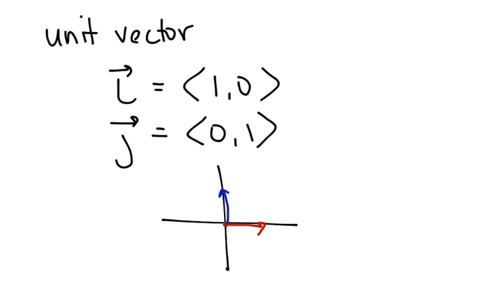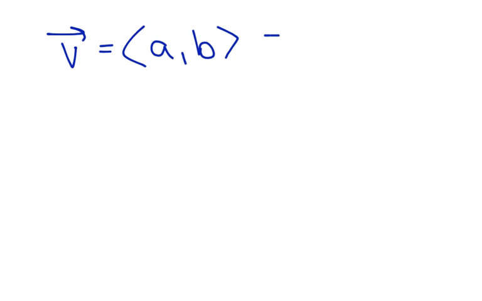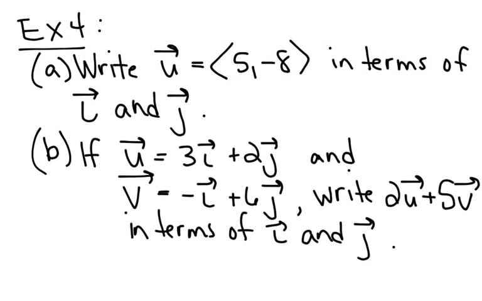We can rewrite the component form of vectors in terms of i and j. So instead of writing this, I can write it as this. Pretty simple. In example 4, I want to write vector u, 5, negative 8, in terms of i and j. Okay, all I have to do is this. 5i minus 8j, and that's it.